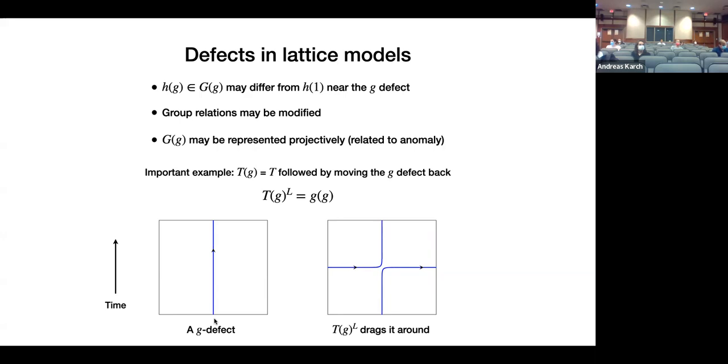And now the group relation is modified. Without a G defect, because we have L sites, T to the L is 1. Now with a defect, when we move it, we drag the defect around. So T to the L is now applying the symmetry to the whole system. And you can see pictorially from this picture that if we just drag this G defect going vertically, we drag it around, we're left with a horizontal line which represents an operator inserted into the theory. So this is a relation that we'll use a lot.